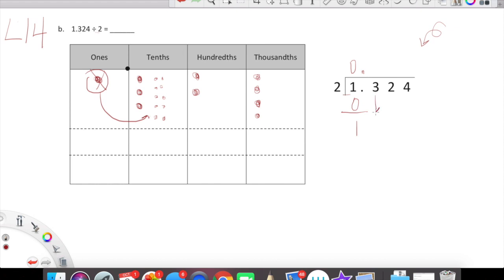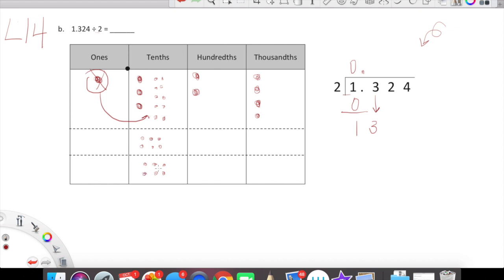We're going to bring our 3 down. What we actually have right now, you guys, are 13 tenths. Just like over here, we have 13 tenths. What we need to do now is to spread our 13 tenths evenly across 2 groups, and we are going to have some left over. 13 tenths spread evenly across 2 groups is going to look like this. We're going to have 6 there, and we're going to have 6 here.